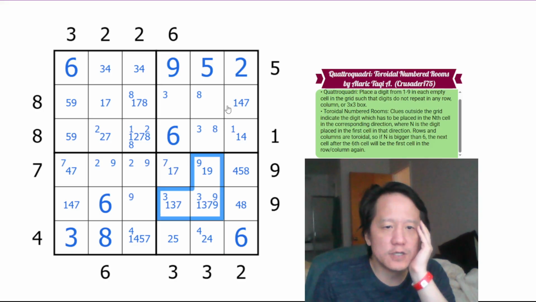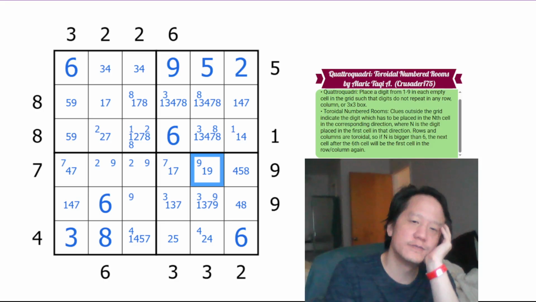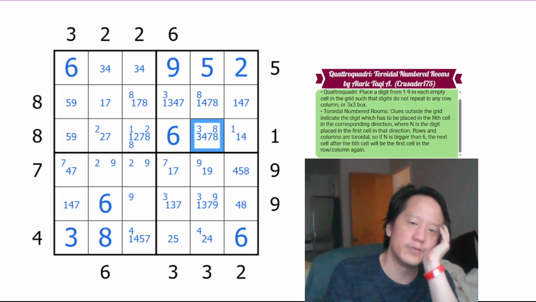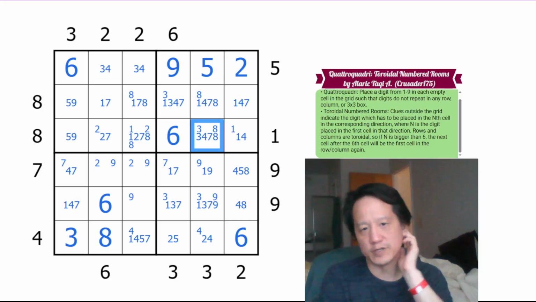Remaining digits in this upper right-hand box. We have 1, 3, 4, 7, 8. 8 cannot be here. 3 cannot be here. 1 cannot be here. This could be 4, 7, 4, 7, 4, 7. Yeah, all of those are possible.